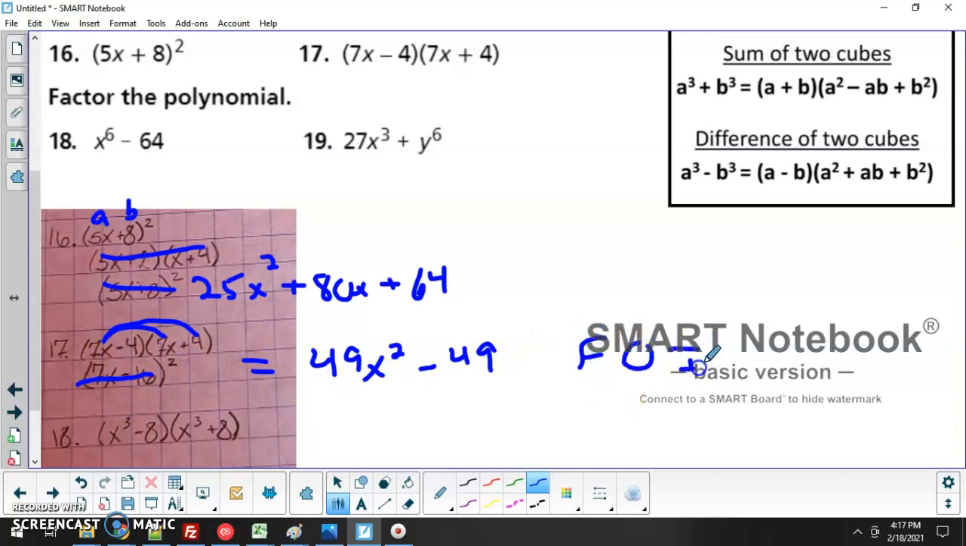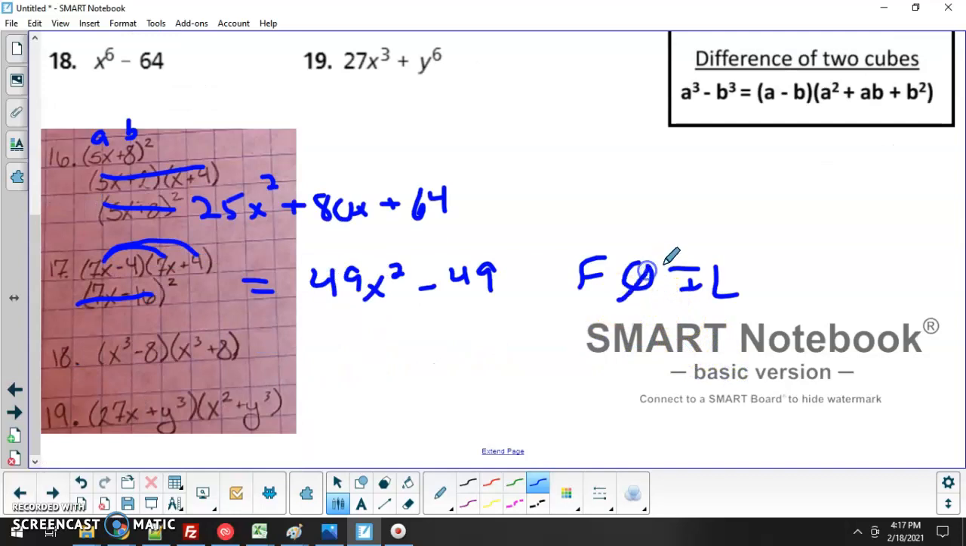FOIL without the O and the I. Okay, so just do the F and the L part because the signs are different and they'll cancel out. You'll have 28x and negative 28x, and those just go bye-bye. Okay, and so there you go. That's the shortcut for this one.